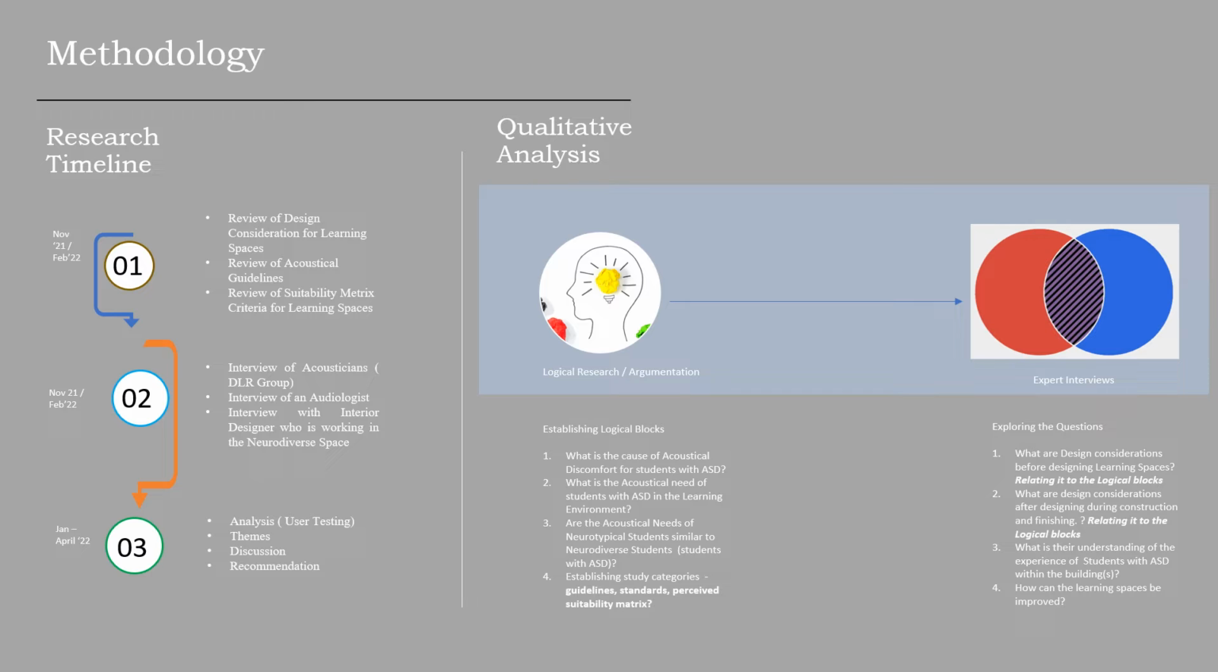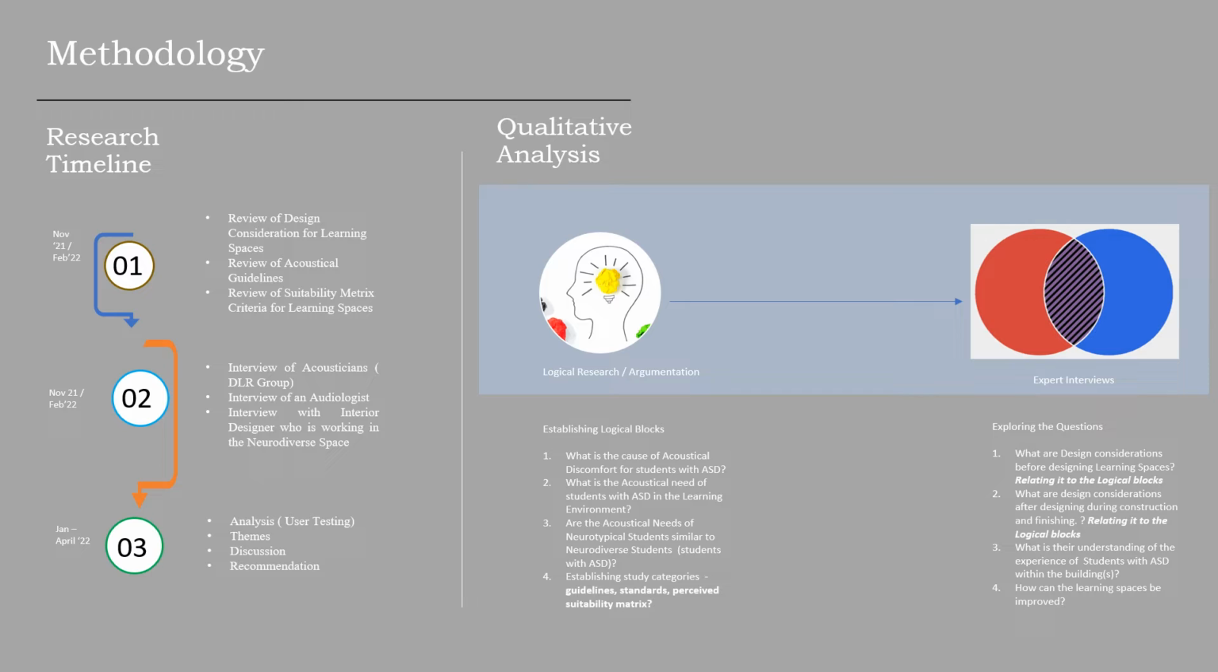And so the qualitative analysis was the method used, and we start with logical research and argumentation, and then move on to expert interviews. So first of all was the logical research and argumentation, where logical blocks were established. What is the cause of acoustical difficulty for students with autism, ASD? What is the acoustical need of students with ASD in the learning environment? Are the acoustic needs of neurotypical students similar to that of neurodiverse students? Establishing study categories, guideline standards, perceived suitability matrix.